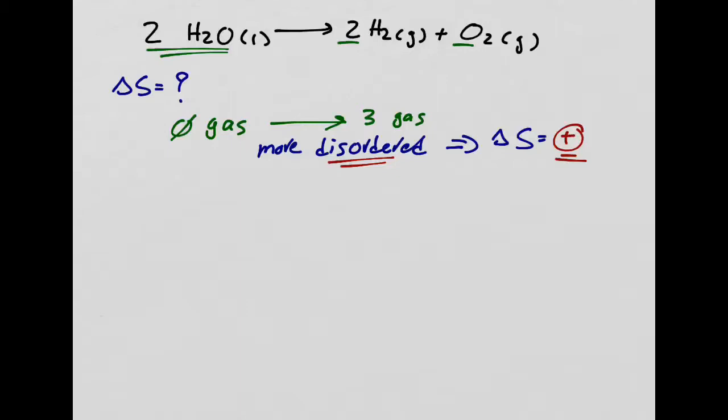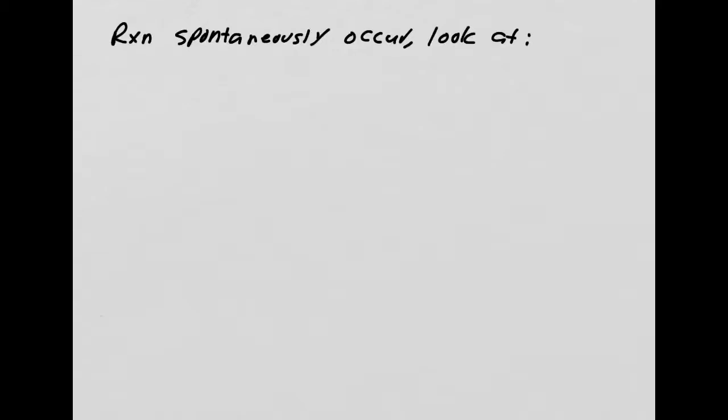Okay. Now, I want to summarize what we talked about. Basically, we're trying to figure out if a reaction would happen spontaneously. To determine if a reaction would happen spontaneously, we have to look at 2 things. We have to look at delta H, and we have to look at delta S. We have to look at both delta H and delta S to see if a reaction will happen or will not happen. Now, let's do a practice problem.